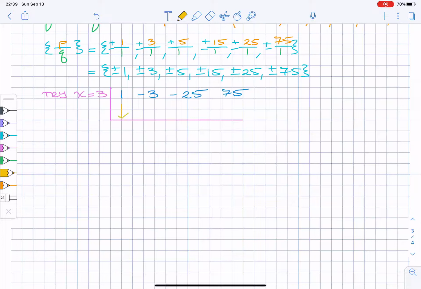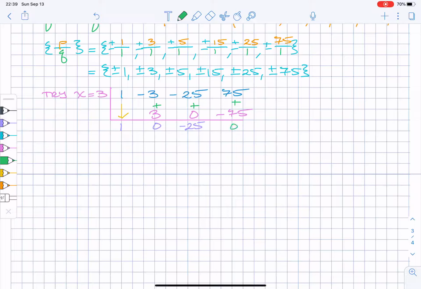Drop down the 1. 1 times 3 is 3. Add these together, we get 0. That's always nice because 0 times anything is 0. Add these together, we get negative 25. Times 3 is going to be negative 75. Look at that. It is indeed a root.